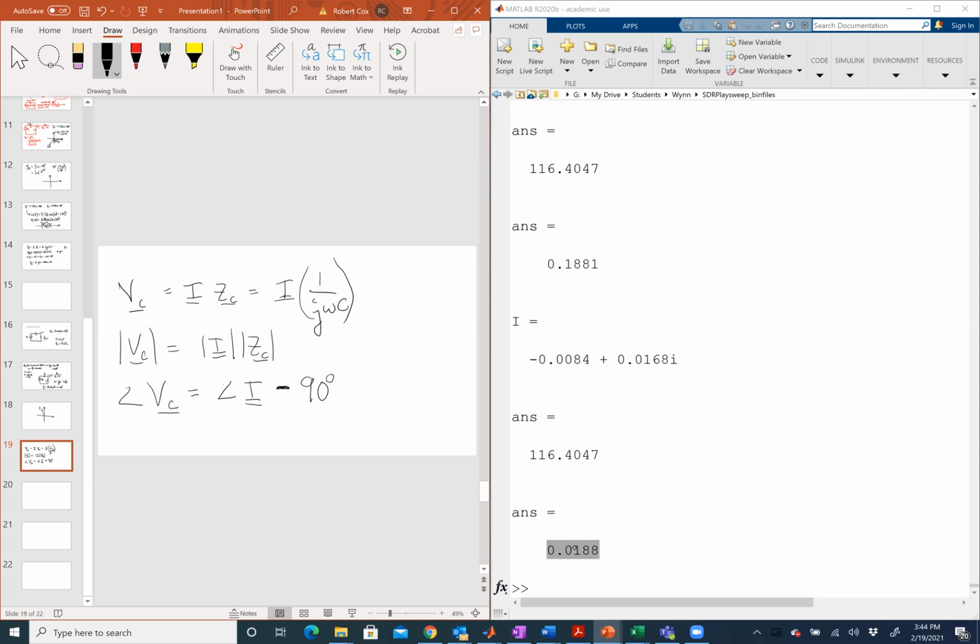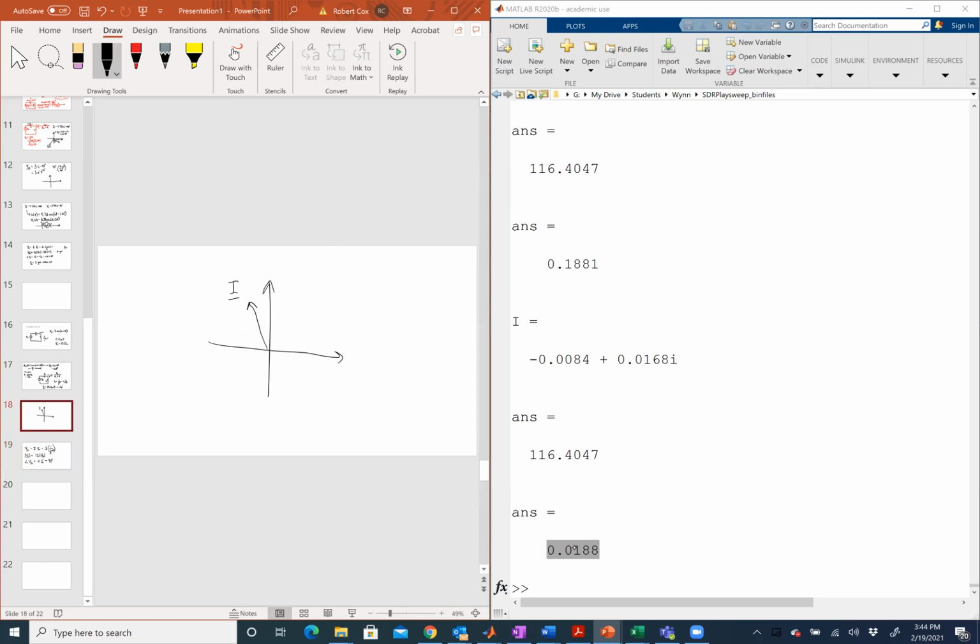So if I want to figure out where the voltage is going to be, you have to rotate it negative 90 degrees. So there's I right there. Where's V going to be? First quadrant. That's right. It's going to be over here. So this guy had an angle of 116 degrees. We said this guy was 0.0188 with an angle of 116 degrees. So what's this guy's angle going to be? It's just 26. Yeah, 116 minus 90 should be about 26.